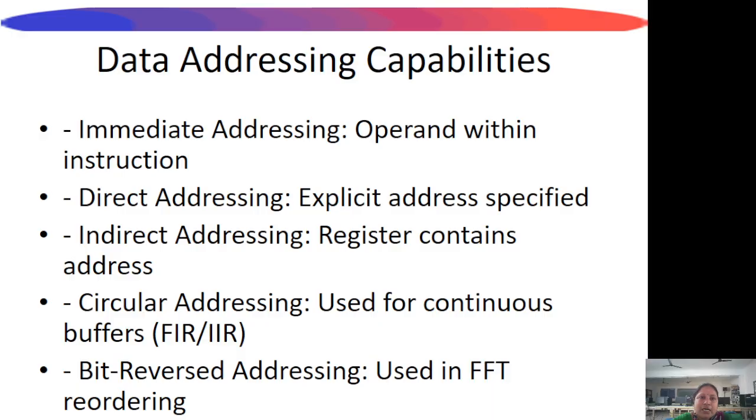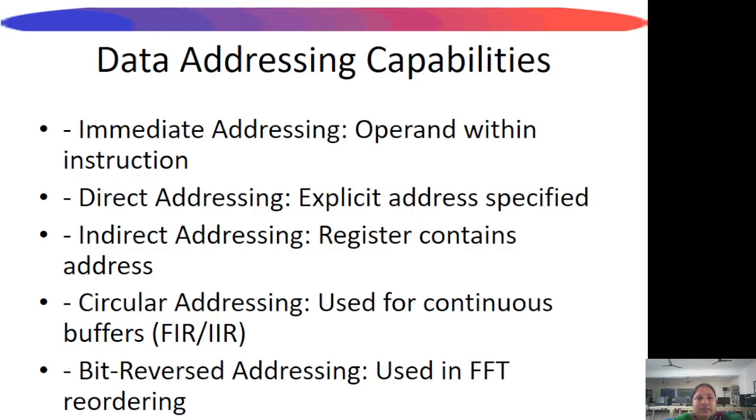Next we see about the data addressing capabilities of DSP processors. DSP processors support advanced data addressing modes. Immediate addressing provides the operand with the instruction itself. Direct addressing specifies the memory address explicitly. Indirect addressing uses registers to store memory addresses. Circular addressing is used for continuous data buffers. It is especially useful in FIR and IIR filters.